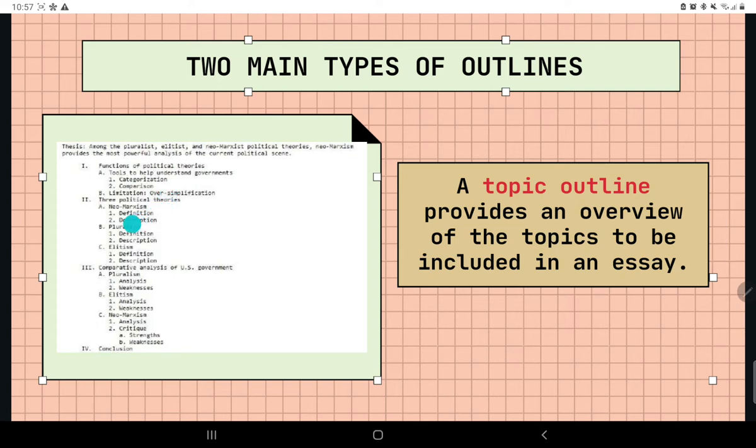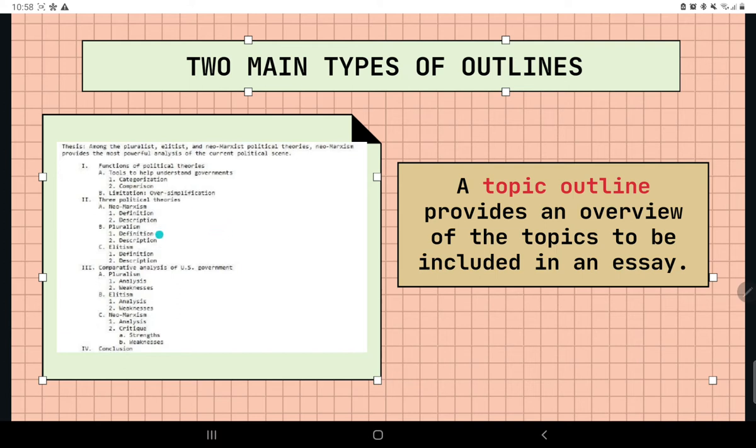Ano yung tatlong political theories? We have neo-Marxism, pluralism, and elitism. Then, number 1, ilalagay niya doon sa loob ng paragraph na yun, yung definition and description. Nilagay niya ba yung mismong definition? Hindi. Okay lang yan. Kasi ibig sabihin, ang ilalagay mo doon yung definition, pero hindi mo siya nilalagay sa outline. Okay? So, topic outline, of course, it saves you time. And it saves you energy and the effort na magsulat ng magsulat ulit.